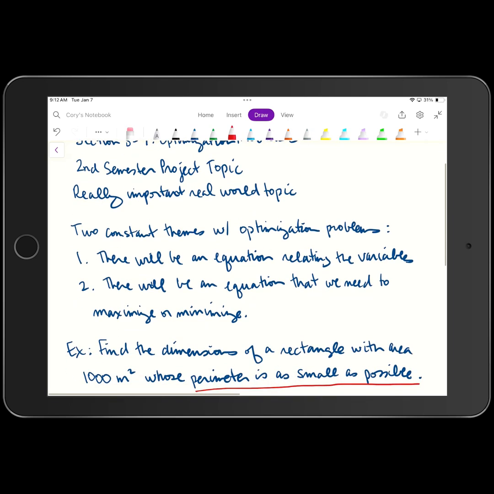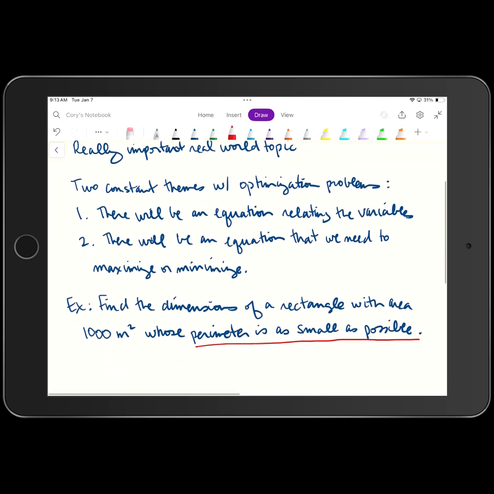Okay, so there are two constant themes with optimization problems. The two themes are number one, there will always be an equation that relates your variables. So you're going to have multiple variables in a problem. You're going to have an equation that relates the two variables. And then the second thing that you're going to have is there will be an equation that we need to maximize or minimize.